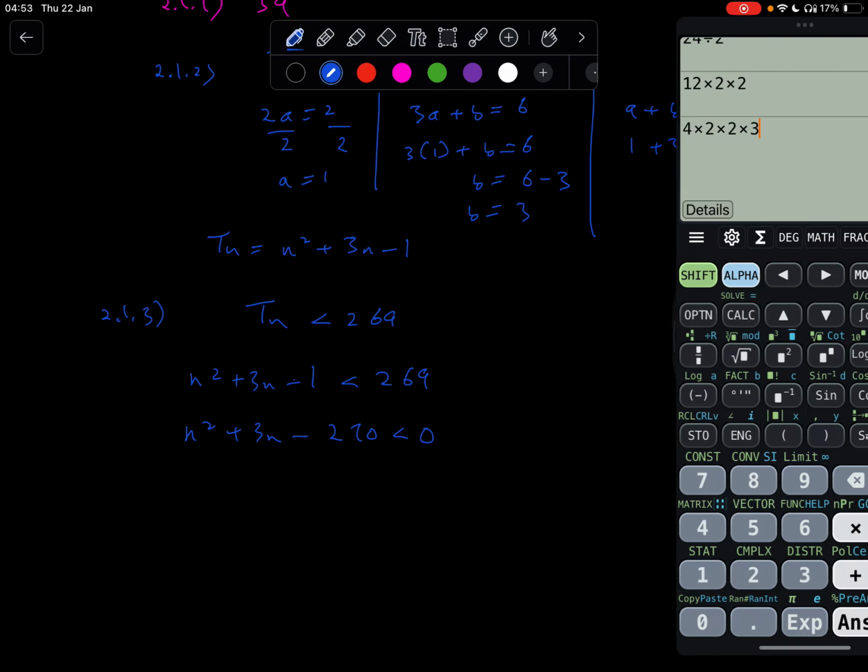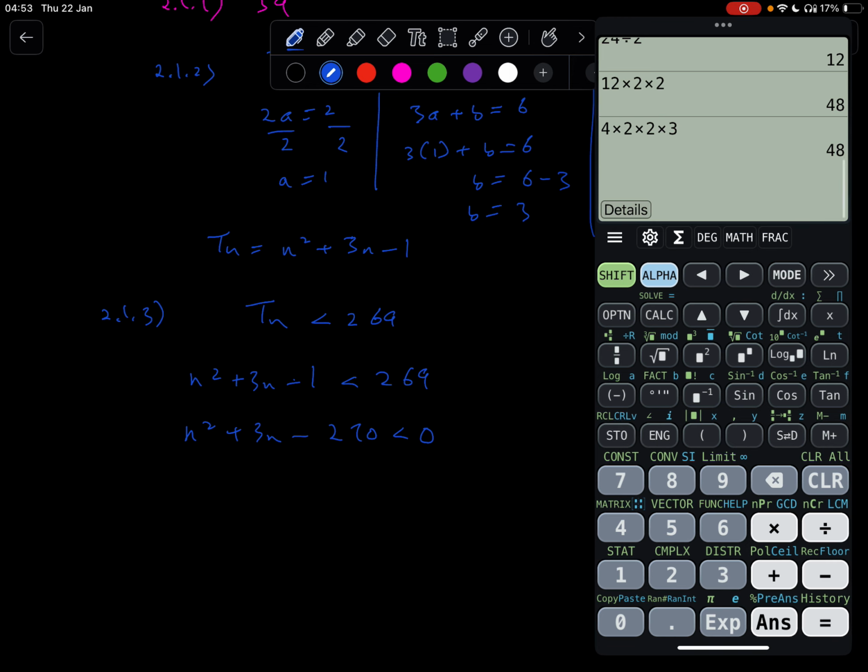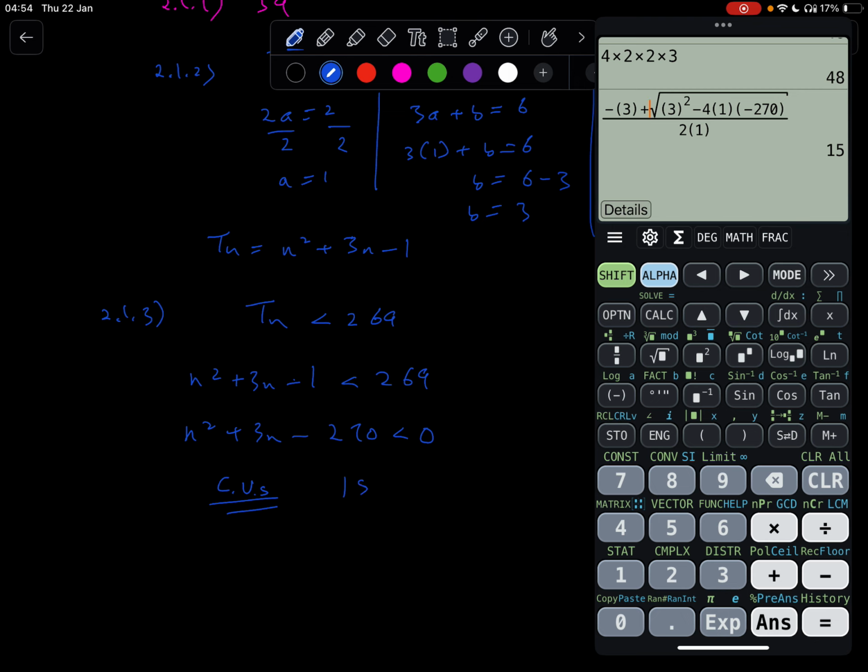Then this is a quadratic inequality. So let's just find the critical values, which are the solutions if this was a quadratic equation. So we plug into the formula, negative b plus or minus the square root of b squared minus 4ac, all divided by 2a. A is 1, c is minus 270. So the critical values are 15 and the other one, which is negative 18. We're interested in the positive 15.